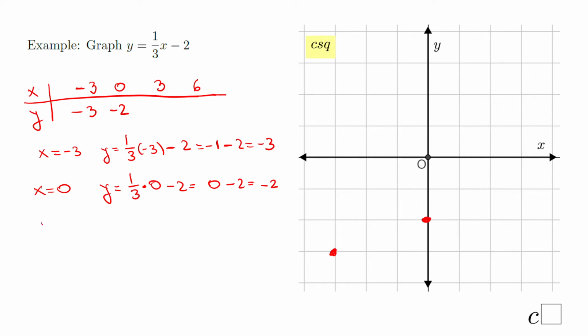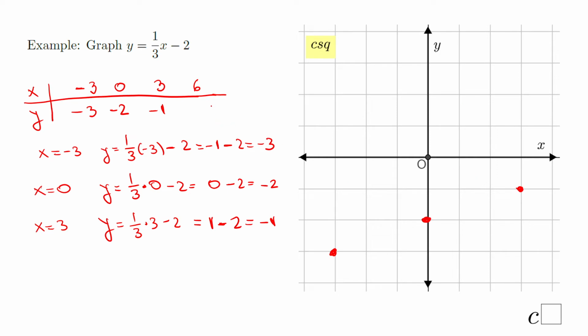X equals 3, the next value. So we have y equals 1 over 3 times 3 minus 2. 1 over 3 times 3 is 1, minus 2 is negative 1. So 3 and negative 1. So that means I'm going to go 3 right and 1 down. And you notice these 3 points are on the same line.